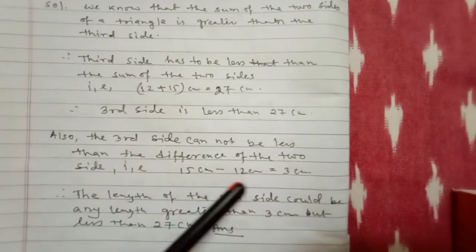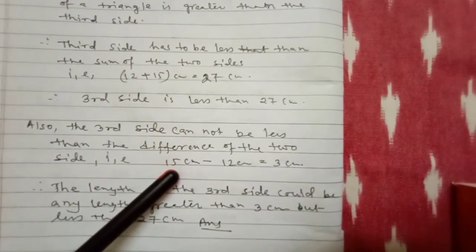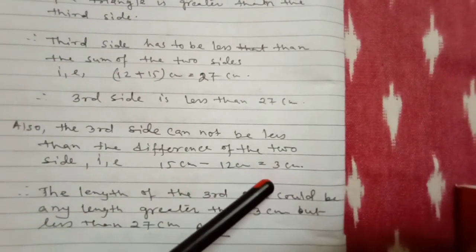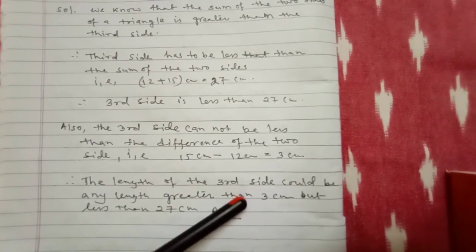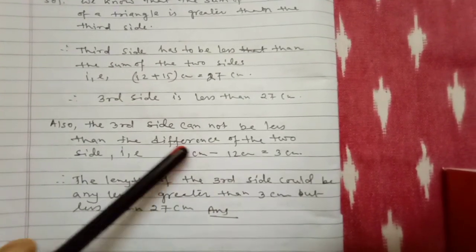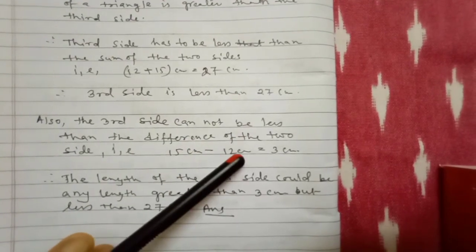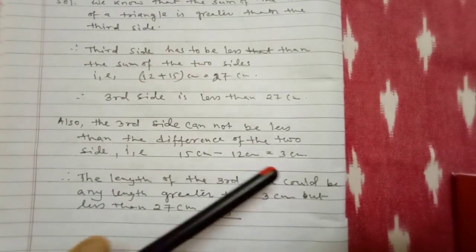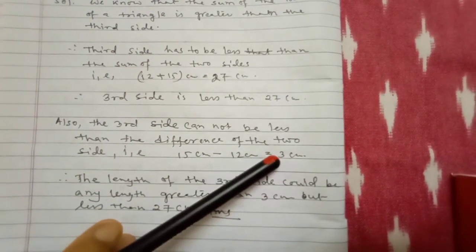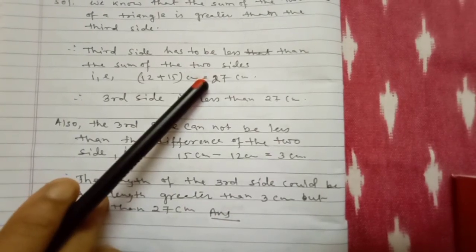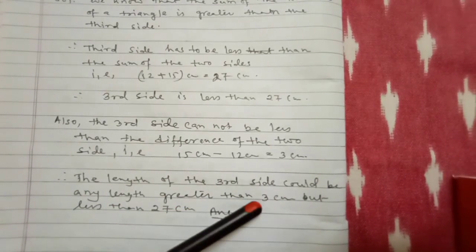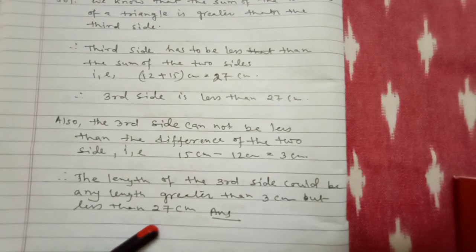Next, the difference between the given two sides is 3 centimeter, that is 15 centimeter minus 12 centimeter. So the third side must be more than 3 centimeter, less than 27 centimeter. So our answer: the length of the third side could be any length which is greater than 3 centimeter but less than 27 centimeter.